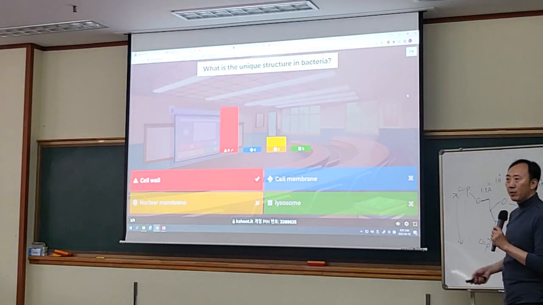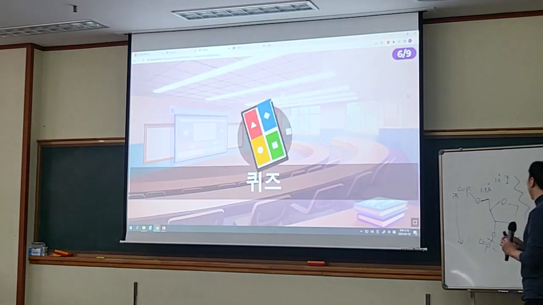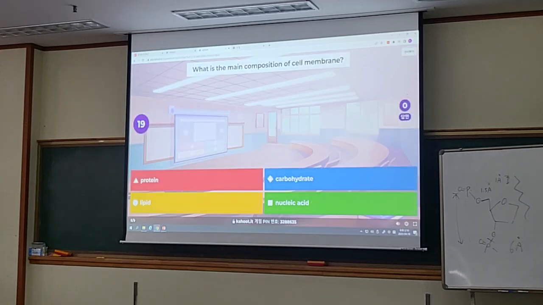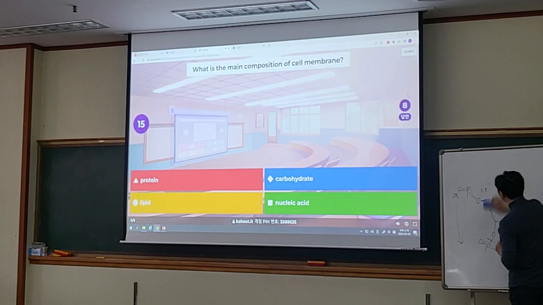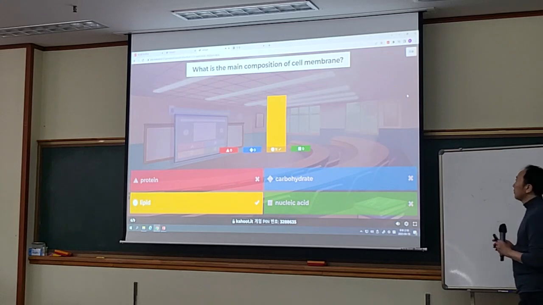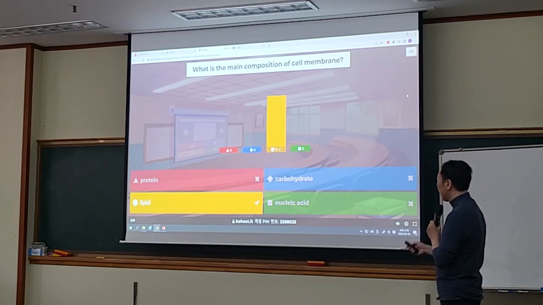Plant cell has a cell wall. Yeast cells have a cell wall too. Okay, membrane structure is a phospholipid structure.